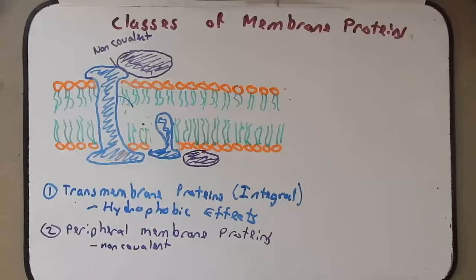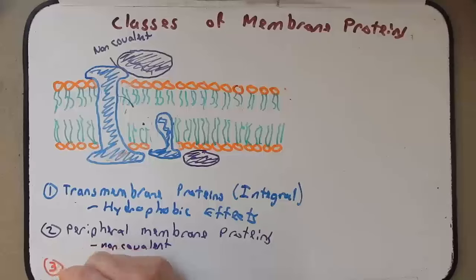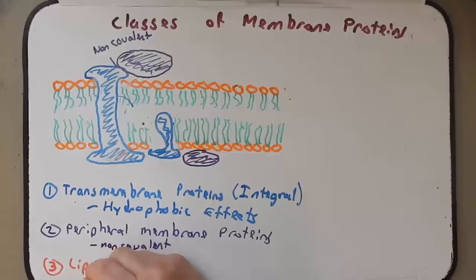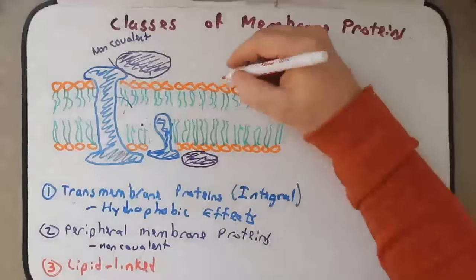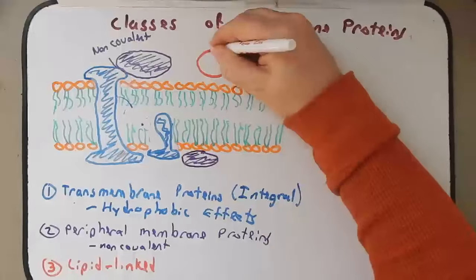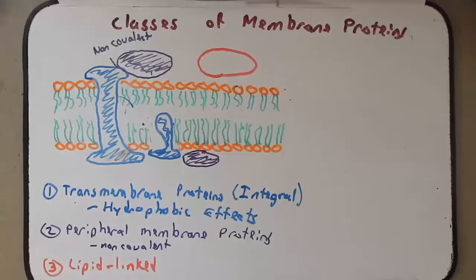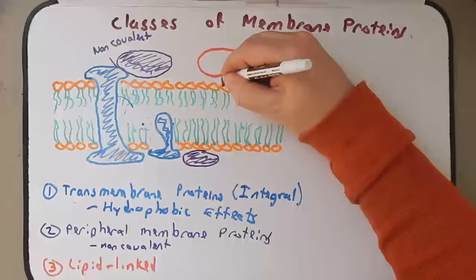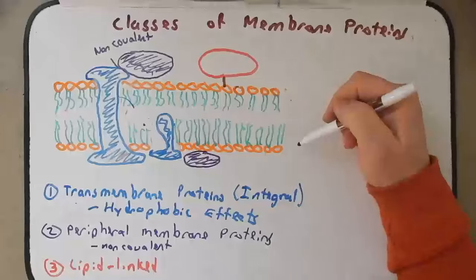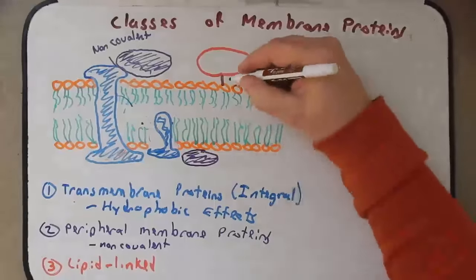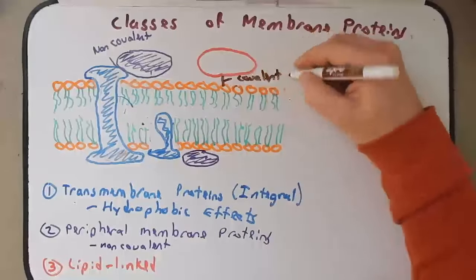Now this last class of membrane proteins I'm going to talk about are called lipid-linked. These lipid-linked proteins are also on the outside of the cell, but what makes them different than the peripheral membrane protein is that they are covalently linked to the fatty acids. So they're held together by covalent bonds.